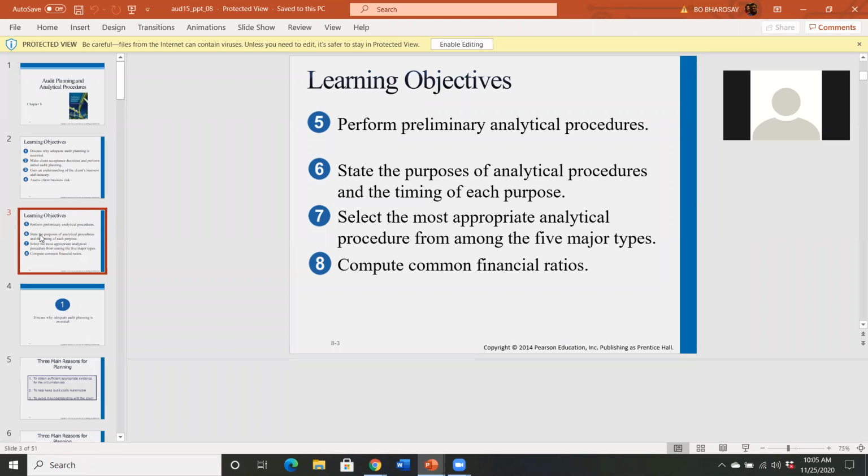Methods of performing preliminary analytical procedures. What are the purpose of analytical procedures and when do we perform them? We'll select some of the most appropriate analytical procedure from among the 5 major types. And the last thing we'll do is compute common financial ratios. Now, in item number 8, I'm just going to talk about financial ratios. In this class, we're not getting into computation of things. You do that in your financial accounting. In accounting 102 and in your intermediate financial accounting, you did computation of financial ratios. We're not going to compute them again. We're just going to talk about them.